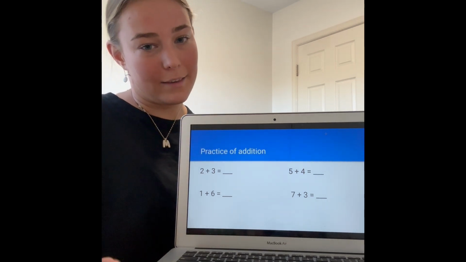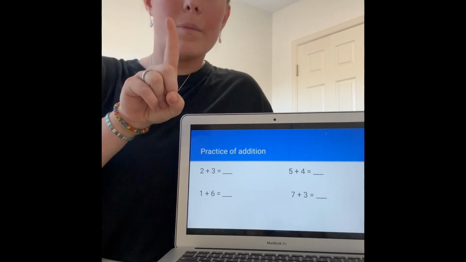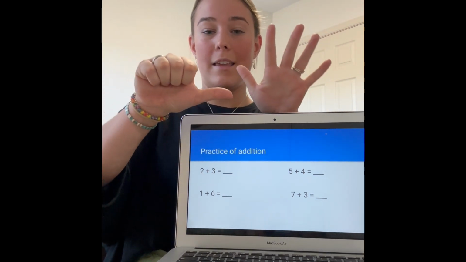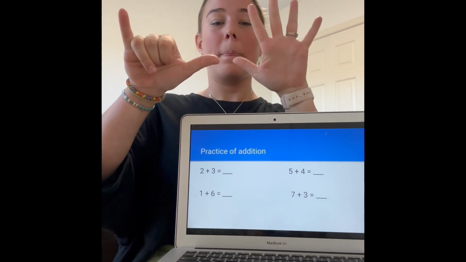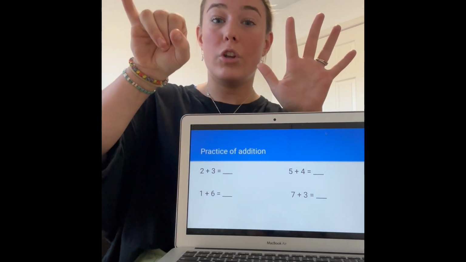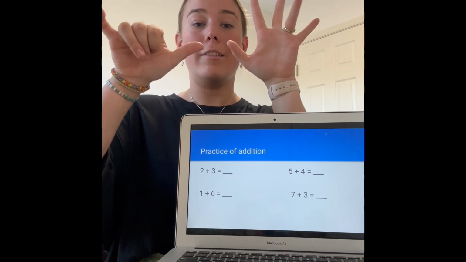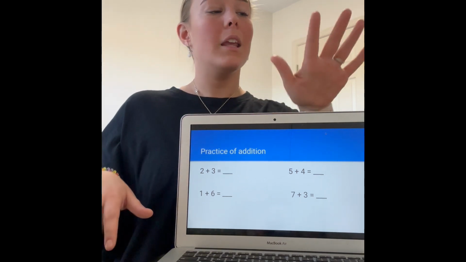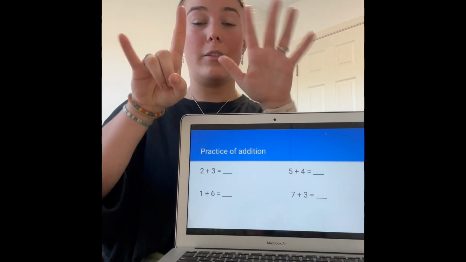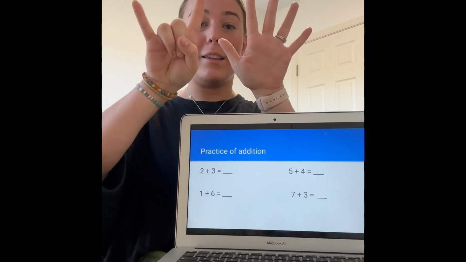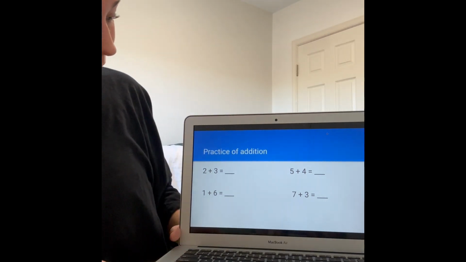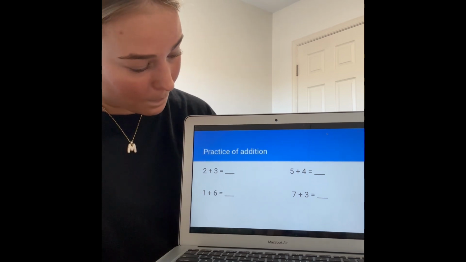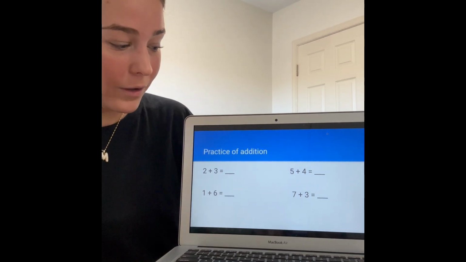1 plus 6. So this is 5, 6, and then I'm going to say plus 1. So we got 1, 2, 3, 4, 5, 6, 7. Or we can switch it around a little bit and do 6 plus 1. We know we have 6, and then plus 1 is 7. Good job. Another student, go ahead and come up and try 7 plus 3. I'll let you try to do this one on your own.